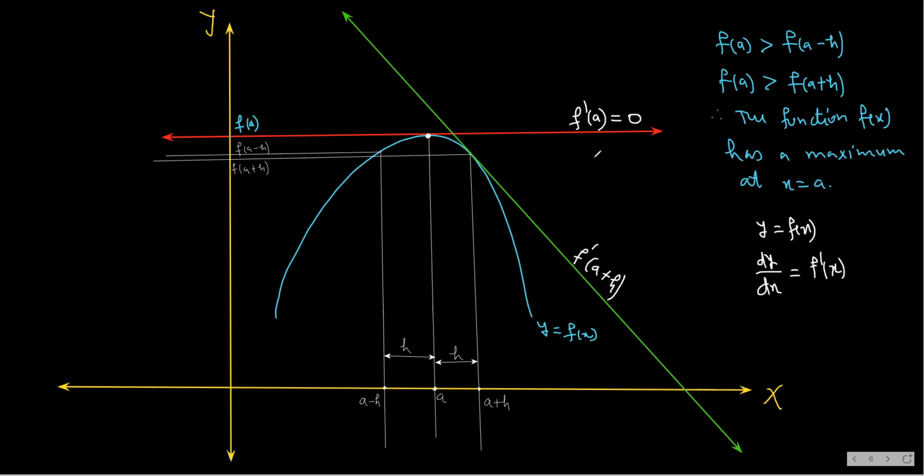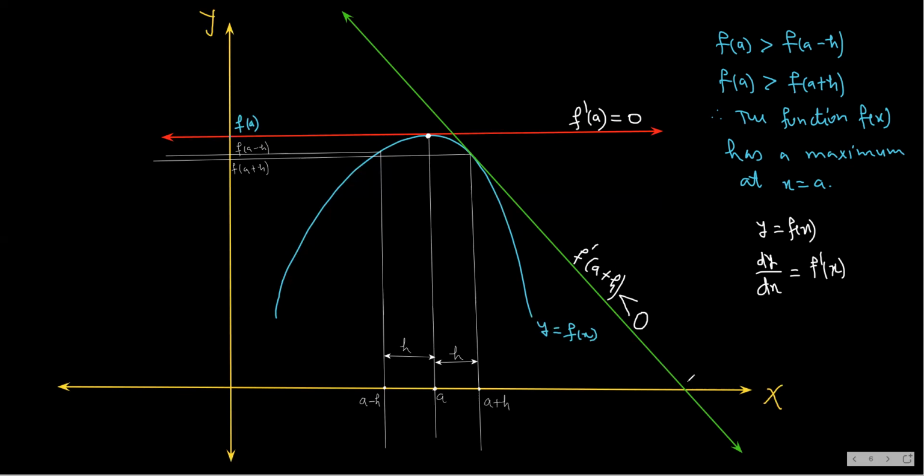Okay. And remember, students, this f dash a plus h is lesser than 0. It is lesser than 0. This slope which I got is lesser than 0. How do I know it? See, I will tell you that. I will make you understand.